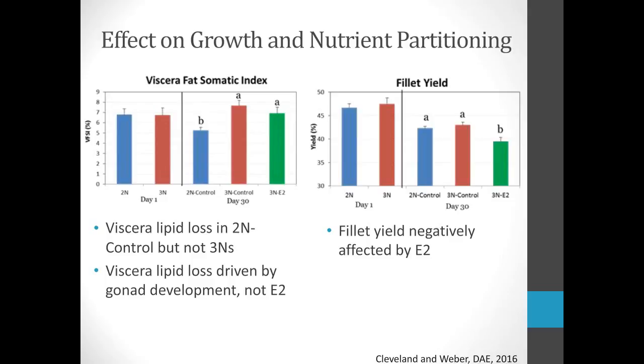Whereas the diploids continue to gain fillet weight at an equal rate as the triploids, the estradiol-treated triploids actually exhibited a lower fillet yield. So this tells us that estradiol alone has negative effects on muscle accretion in the rainbow trout. But there's something about the combination of sexual maturation and estradiol that helps maintain muscle growth, and this is obvious with the equal levels of fillet yield between the diploid and triploid controls.